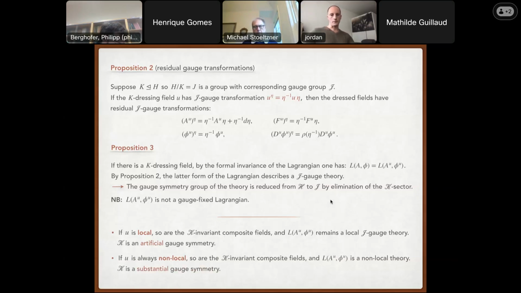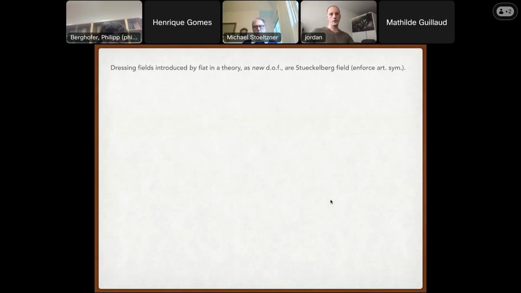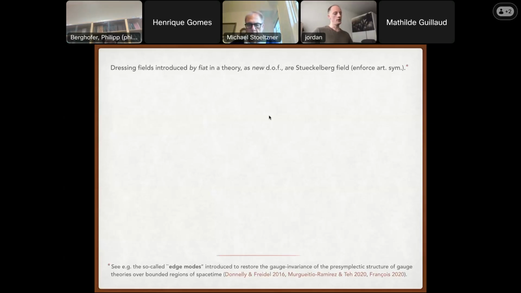And so usually I should warn that if you introduce a dressing field in a theory by hand, as their own degrees of freedom unrelated to the other ones, those kinds of dressing fields are Stueckelberg fields, right? They enforce an artificial symmetry. But what is tacit in the full-blown mathematical formulation of the dressing field method is that they should be built or extracted from the fields, the degrees of freedom that are already there in your theory, right?